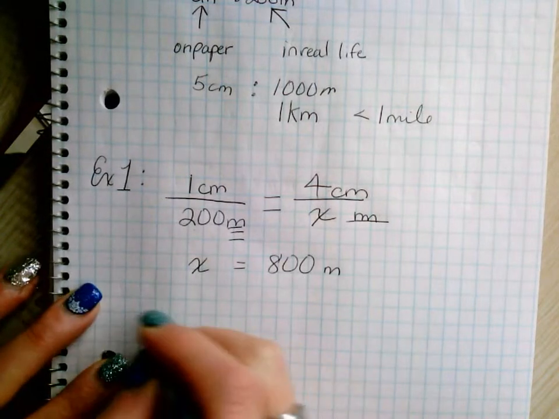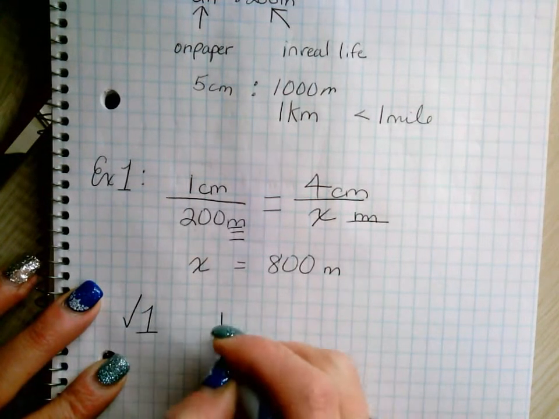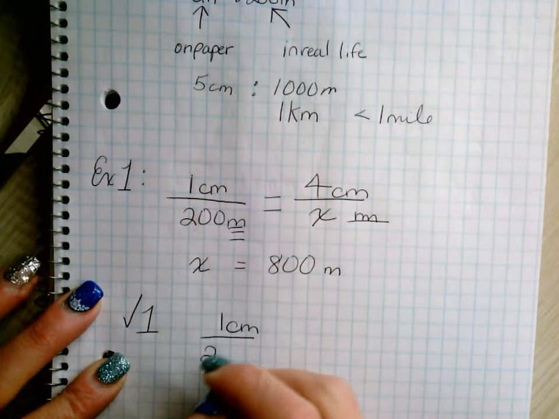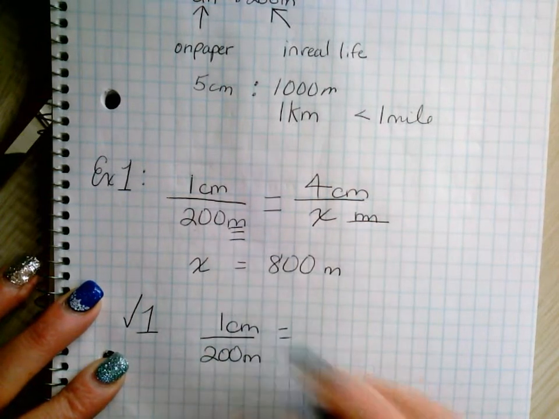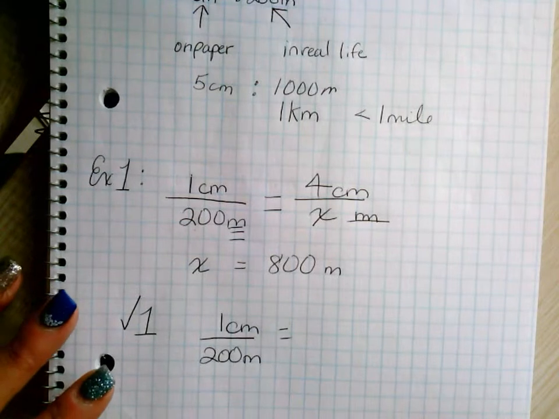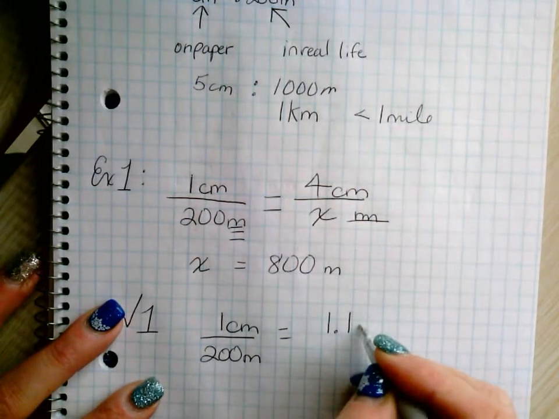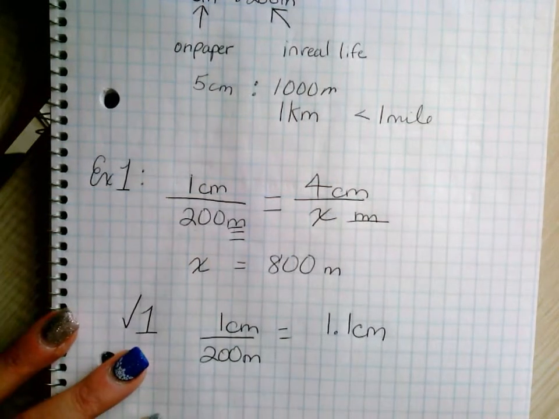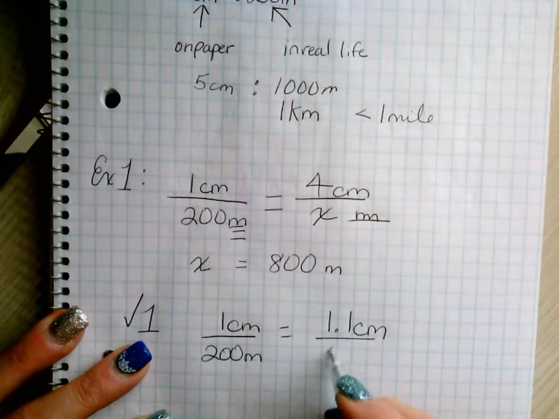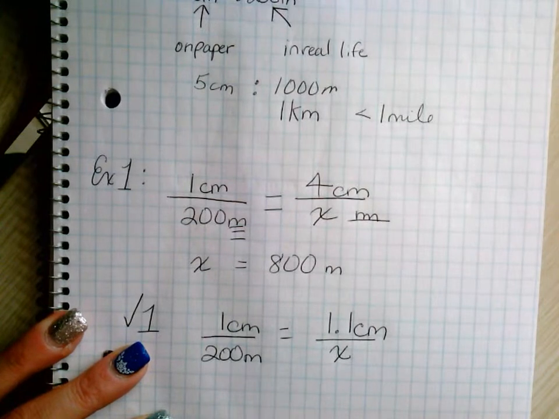Okay, continuing to use what we know. 1 centimeter is 200. They've told us this. If I measure the pyramid of the sun, it's 1 1/10 centimeters. What I want to know is how many meters that is.